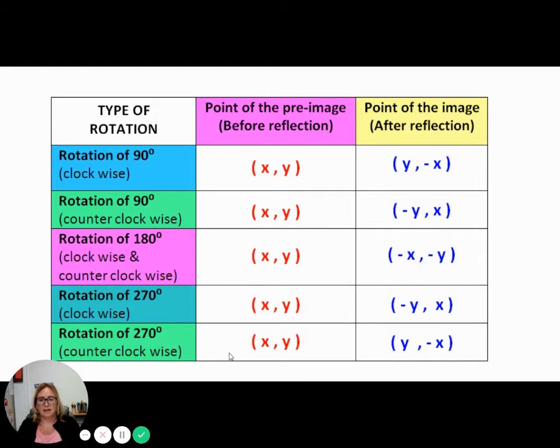Okay, notice it says 90 degrees clockwise versus 90 degrees counterclockwise. That is super important to add to your notes.